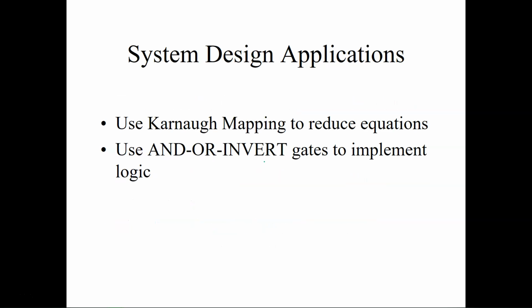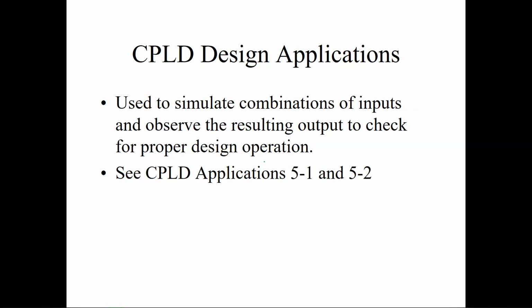So we use this to reduce equations and to implement the logic. And we use it to check for the design operation and make sure that it's going to do what we want it to do, because if it doesn't, then you can end up spending a lot of money trying to make it work or trying to figure out why it's not working. This gives you a boost of, is this going to work? Is there a way that this could fail that could cause catastrophic issues?